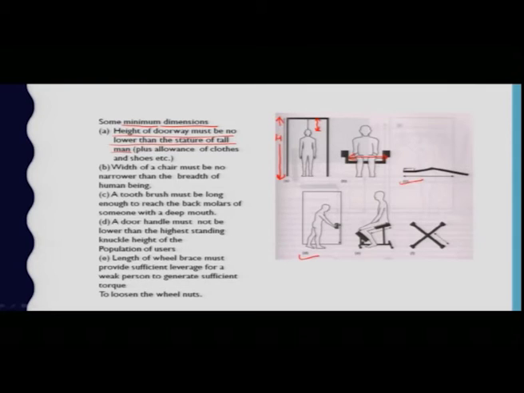Then an example for the minimum dimension is that a door handle must not be lower than the highest standing knuckle height of the population of users. Another example is the length of a wheel brace, which must provide sufficient leverage for a weak person to generate sufficient torque to loosen the wheel nuts.